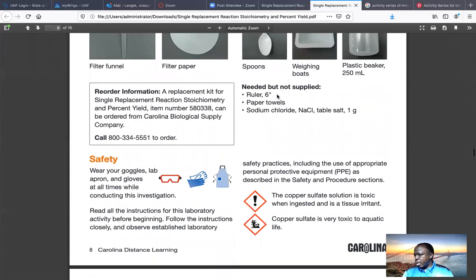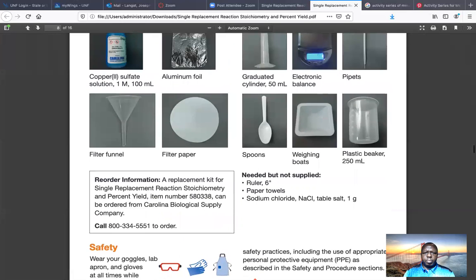A ruler, you're gonna need a ruler to measure the dimension of the aluminum foil. Paper towel, sodium chloride, about 1 gram. You don't need a lot, all right? So with that, these are the items: the funnel, the filter paper, the weighing board, and the picker. This is the solution, 1 molar. You're gonna need about 100 ml of that.